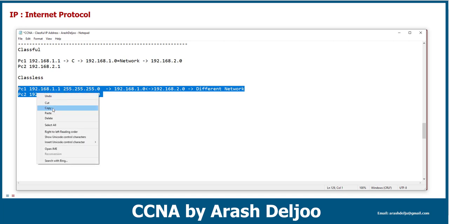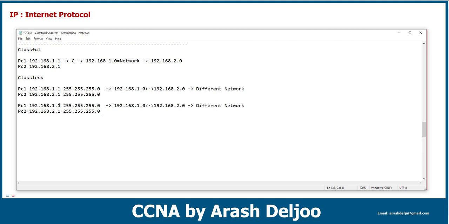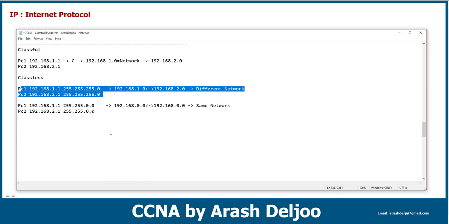But let me configure another subnet mask. For example, I will configure 192.168.1.1 and 192.168.2.1, but the subnet mask is 255.255.0.0 for PC1 and 255.255.0.0 for PC2. Now, in PC1 we need to compare 192.168.0.0 with 192.168.0.0, because here we have only 16 network bits, and even if you use 0 instead of the host bits, you will find the network address. You should compare the network addresses of these two addresses with each other. As you can see, we have the same network address in these two IP addresses, and because of that, PC1 can send traffic to PC2 directly. But in the first example, PC1 should use the router.